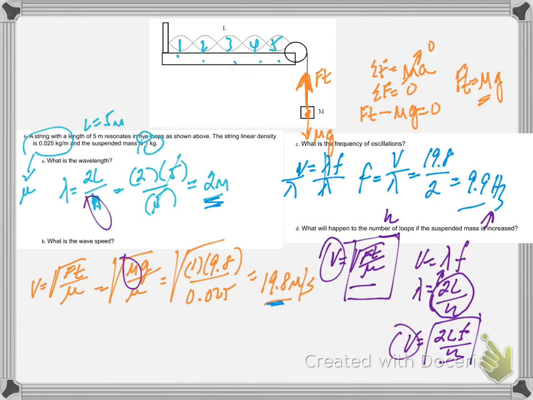And let's do that up here. Square root of tension over linear mass density equals 2Lf over n. So, going back to the question, if we increase the mass, which is in the tension force, we see that the n value is going to be inversely related, so it will be decreased.